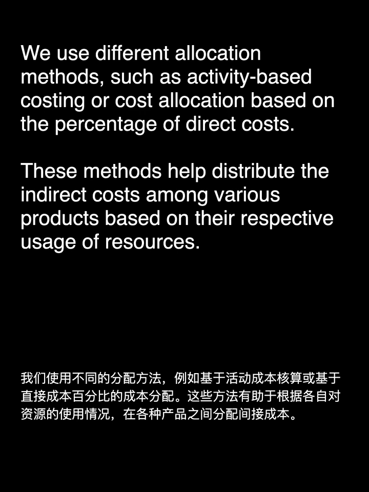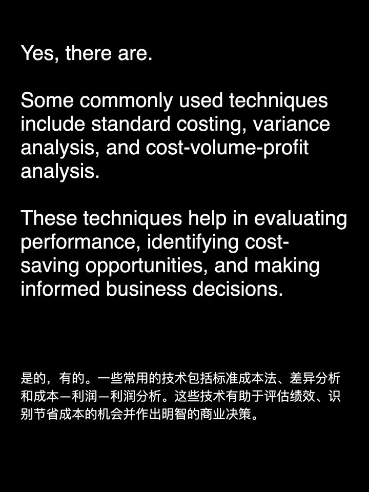We use different allocation methods, such as activity-based costing or cost allocation based on the percentage of direct costs. These methods help distribute the indirect costs among various products, based on their respective usage of resources. Interesting. Are there any other techniques or tools commonly used in cost accounting? Yes, there are. Some commonly used techniques include standard costing, variance analysis, and cost volume profit analysis. These techniques help in evaluating performance, identifying cost-saving opportunities, and making informed business decisions.